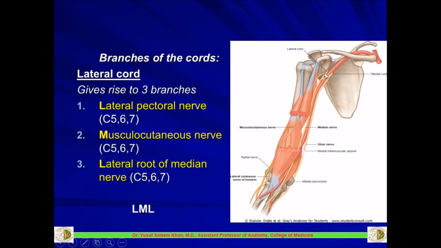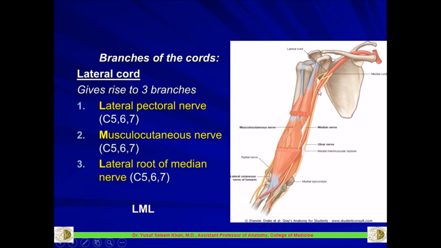The third is the lateral root of the median nerve. There is a very important nerve which is coming here. This is called the median nerve. So it is formed by two roots. One is the lateral root and the medial root. Medial root coming from the medial cord, lateral root coming from the lateral cord. So this is the lateral root of the median nerve.